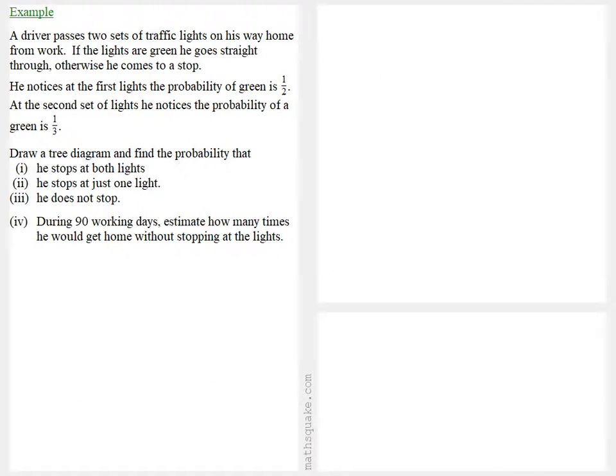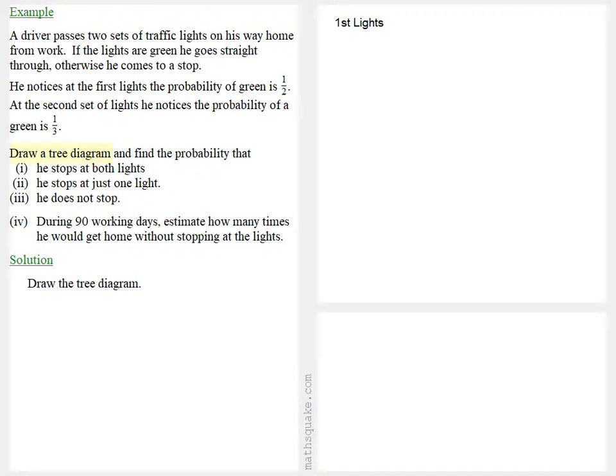Let's have a look at an example of a tree diagram. A driver passes 2 sets of traffic lights on his way home from work. If the lights are green, he goes straight through, otherwise he comes to a stop. He notices at the first lights the probability of green is a half, and at the second set of lights he notices the probability of a green is a third.